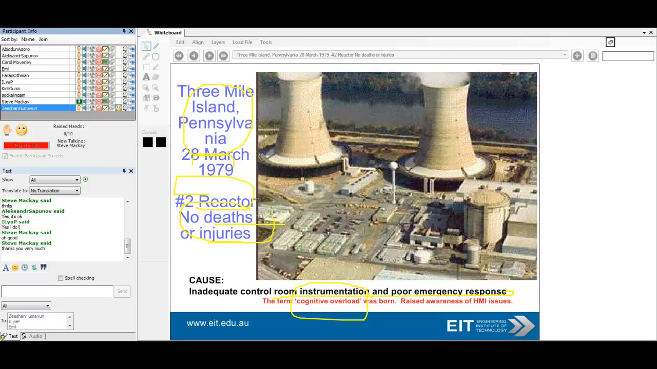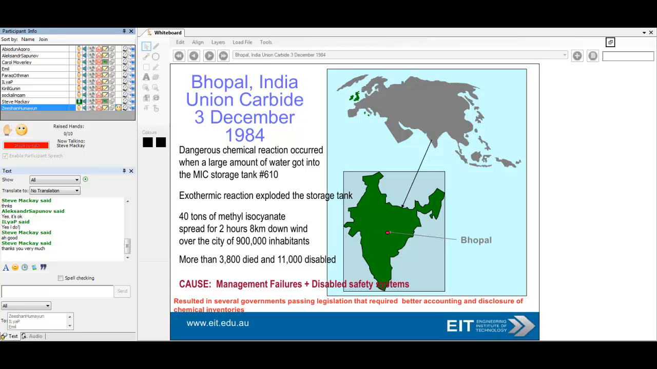So another accident here in Bhopal, which you're all probably familiar with, some nasty jokes about Bhopal, but basically a dangerous chemical reaction, a horrendous situation occurred, another exothermic reaction, which means releasing of heat, and 40 tons of methyl isocyanate, which is obviously related to cyanide, which is a killer, spread 2 hours, 8 kilometers downwind, and 900,000 inhabitants were exposed to this. 4,000 people died, 10,000, 11,000 disabled. Absolutely horrendous situation. What was the cause?